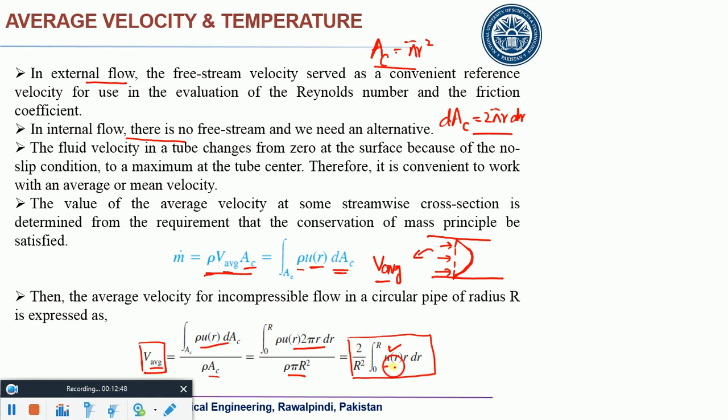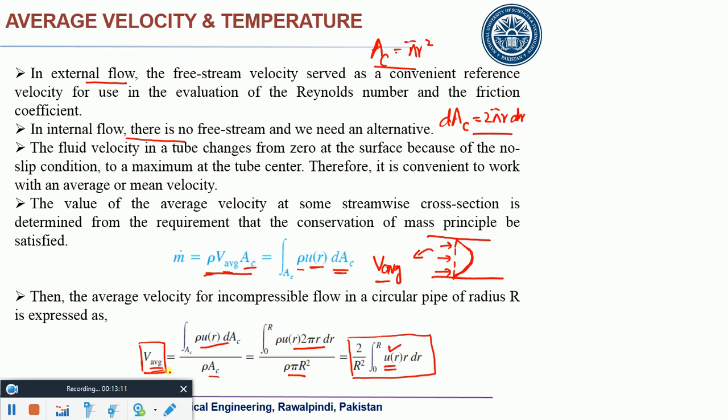So if you know the velocity profile, you can integrate it to find out V average. So you can say it is not that straightforward. The most convenient one was in the external flow, where you just know the free stream velocity. Okay, fine, you find the Reynolds number out of it, no problem at all.